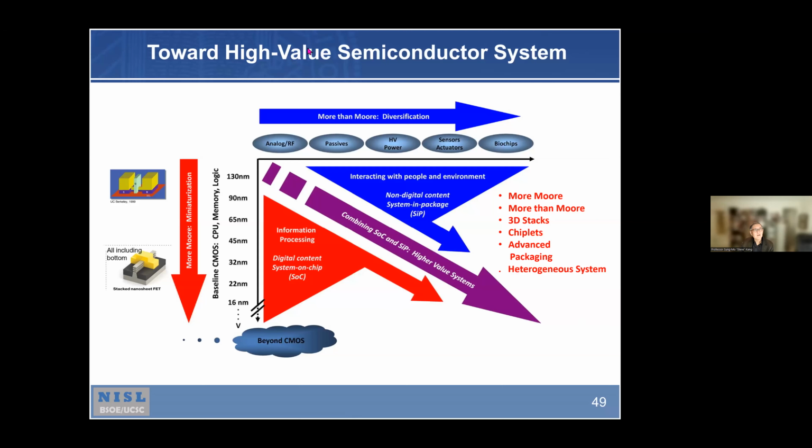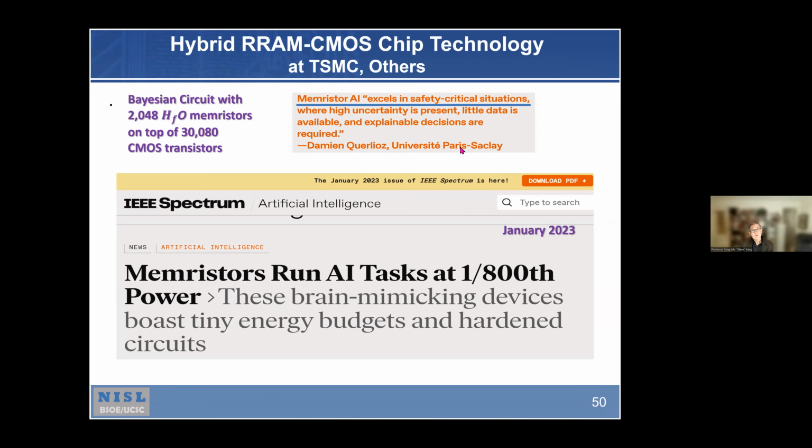The hybrid RRAM and CMOS chip technology is also encouraging. The Bayesian circuit with 2,000 memristors on top of 30,000 CMOS transistors was done at the University of Paris. The memristor runs an AI task at 1/800th power, so that's tremendous power saving. It was published in January 2023, so it's quite exciting to see this development.